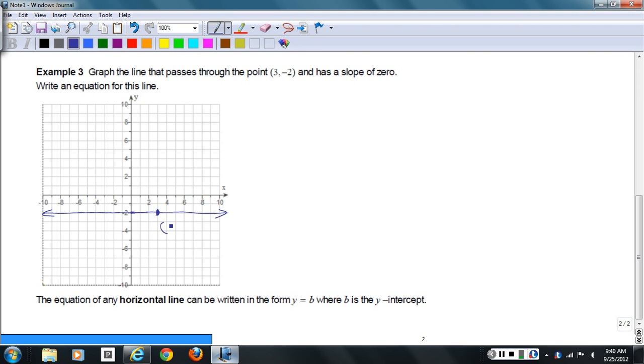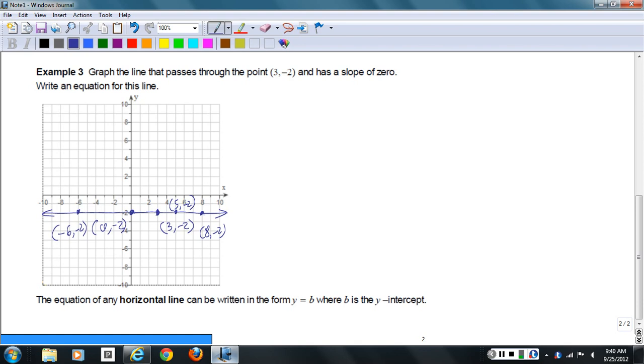So there's the point (3, -2). The y-intercept here certainly is going to be -2, so we'll call that (0, -2). Other points on the line: (-6, -2), (8, -2). Let's see what else. (5, -2). And we can plot as many of these as we want to. Not only do we want the graph, which is easy enough, it also wants an equation for the line.